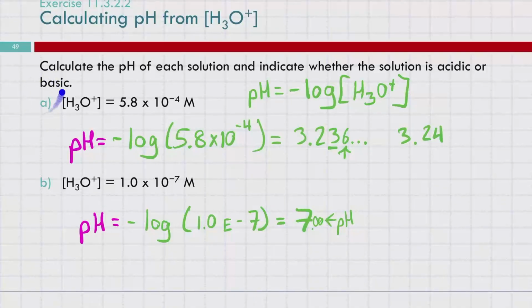For A, our pH is 3.24. Is that acidic or basic? It is acidic. A lower number on the pH scale means more acid, more acidic. If that's confusing, it's because of the negatives. The negatives are why it's confusing.